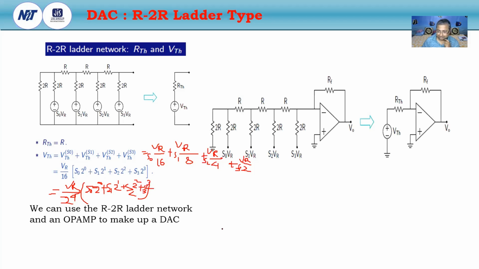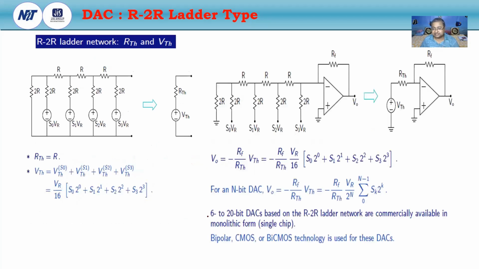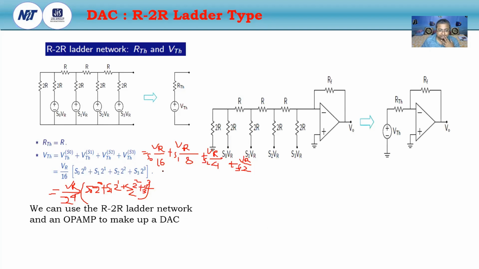So in general, if this is a 4-bit DAC, then if there is an n-bit DAC, what happens? Very simple. That is VR by 2 to the power of n, S0 2 to the power of 0, S1 2 to the power of 1, S2 2 to the power of 2, to Sn 2 to the power of n. Very simple.